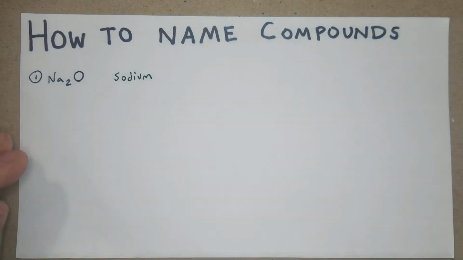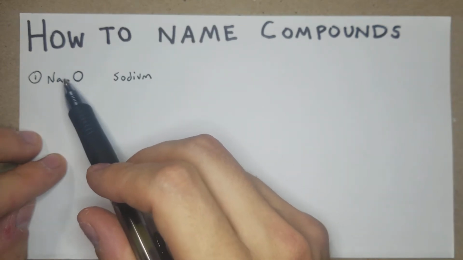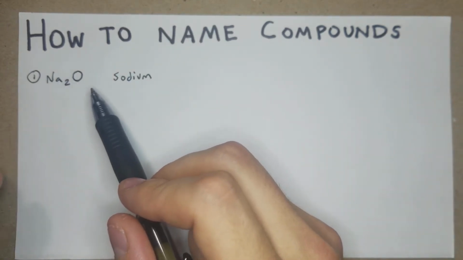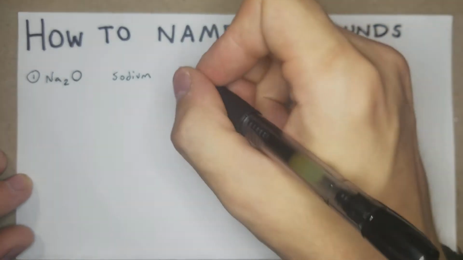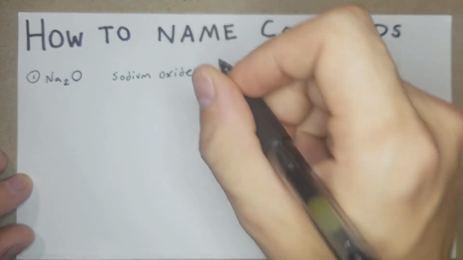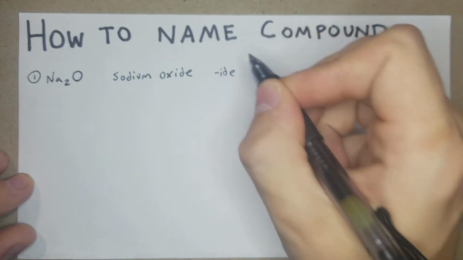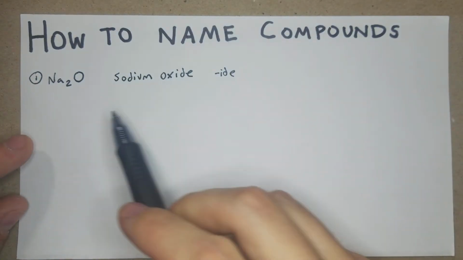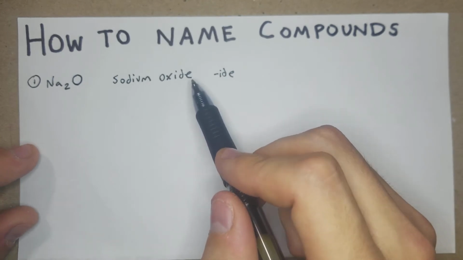Now, in this case, because it's only two elements involved, and neither one individually, if it dissociates, is a compound, it would just be sodium and oxygen. We can just put oxide. So that ending there, IDE, is what you use whenever you have just two different elements, and that's going to be on the anion.